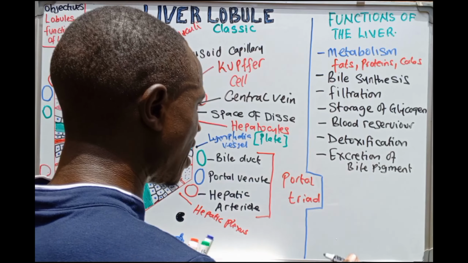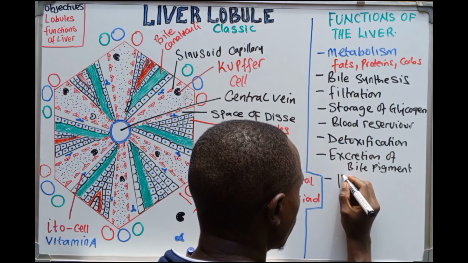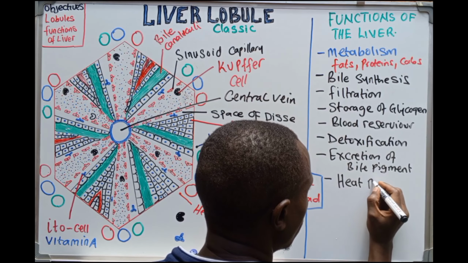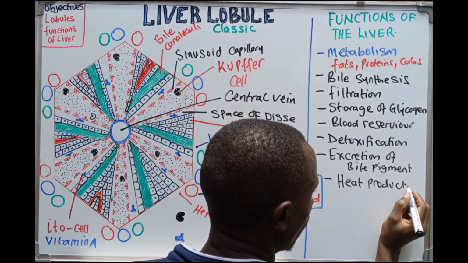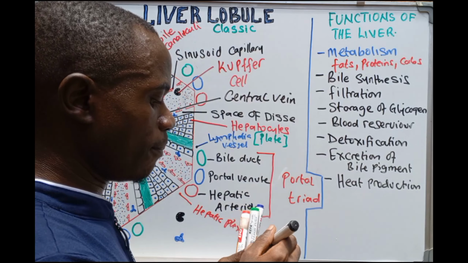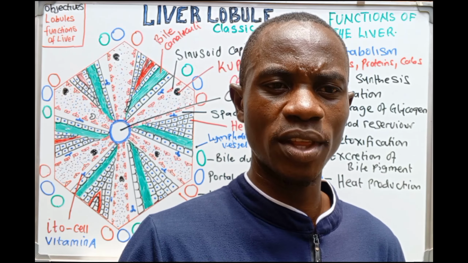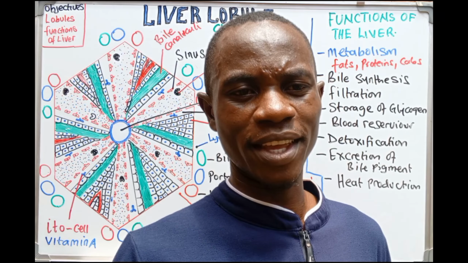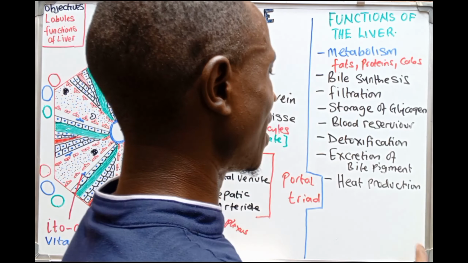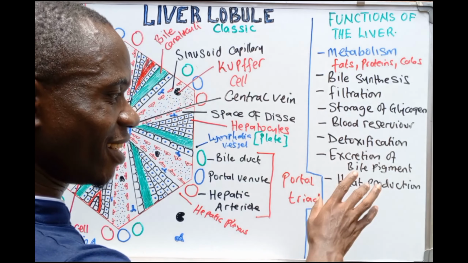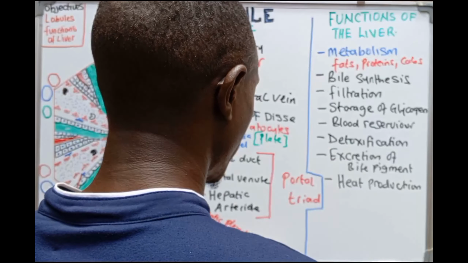Another function of the liver is heat production. Because there are very many metabolic processes taking place in the liver, there is always generation of heat. In that way, the liver helps us in the generation of heat.